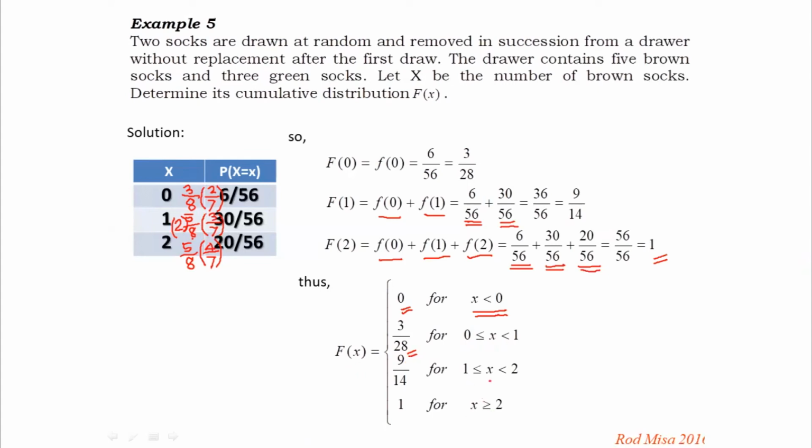But for our random variable from 1 up to a number below 2, we have the probability of 9 over 14, as we solved here in our solution. And for the random variable from 2 and above, we have the probability of 1, which we solved here. Hence, this big F of x is the cumulative distribution function for this statistical experiment.